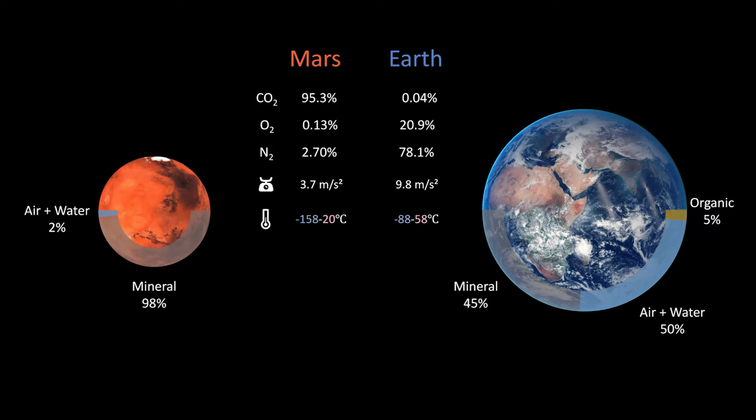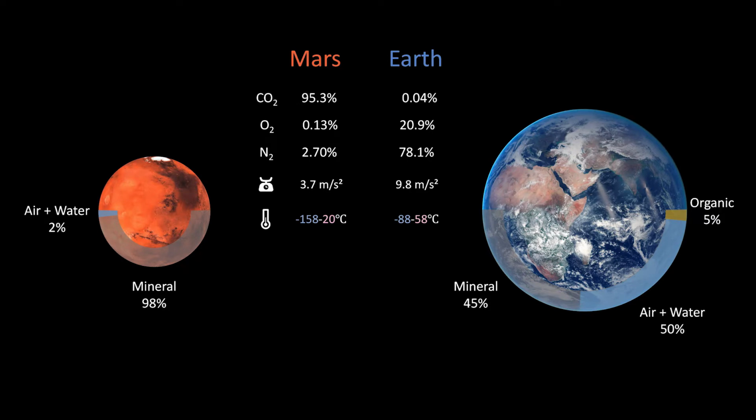The Earth owns 78% of nitrogen, 21% of oxygen, and 0.04% of carbon dioxide. However, on Mars, over 95% of the air is carbon dioxide. The nitrogen is less than 3%, and there is only a trace amount of oxygen. Second, the gravity on Mars is much lower than Earth's gravity.